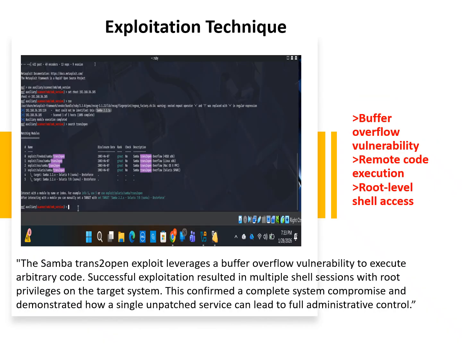The Samba trans2open exploit leverages a buffer overflow vulnerability to execute arbitrary code. Successful exploitation results in multiple shell sessions with root privileges on the target system. This confirmed a complete system compromise and demonstrated how a single unpatched service can lead to full administrative control.